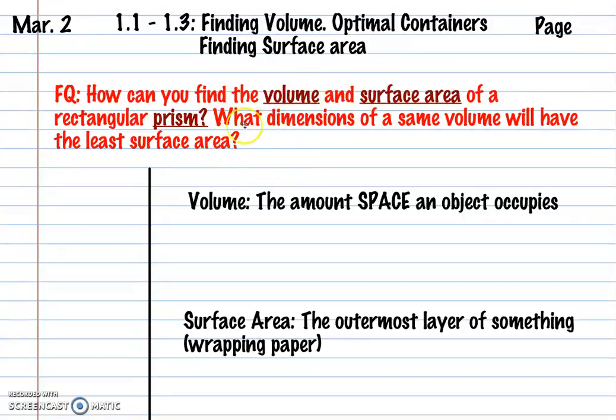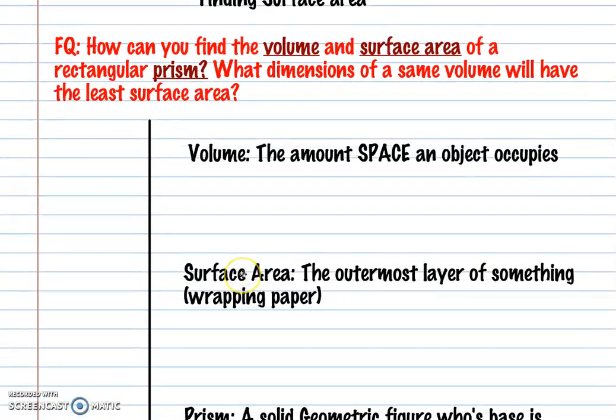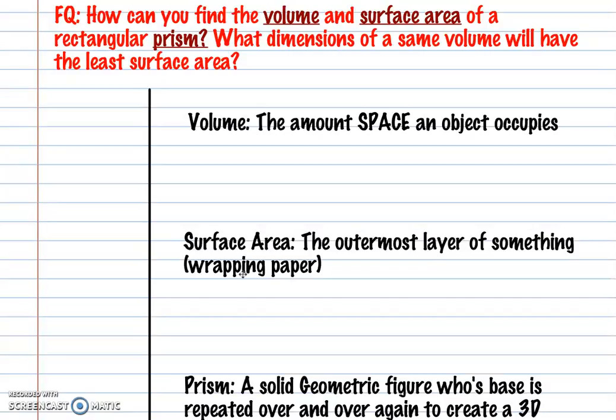I underlined and color coordinated these as new vocabulary words: volume, surface area, and prism, and I wrote them down here. Before you start copying them down, leave a little space after each one. We're going to draw something in here so you can see what it looks like.